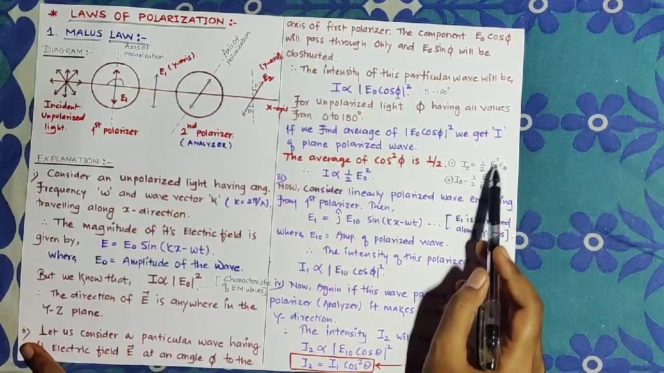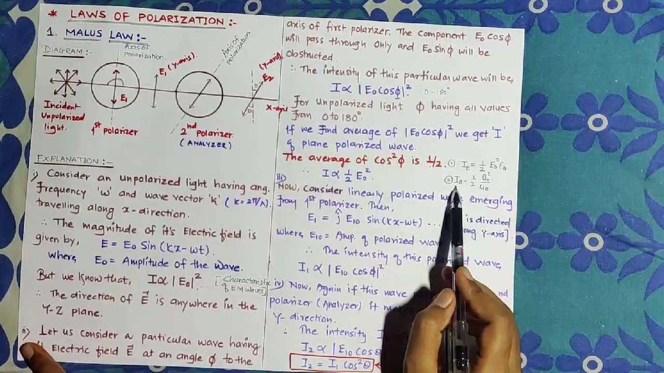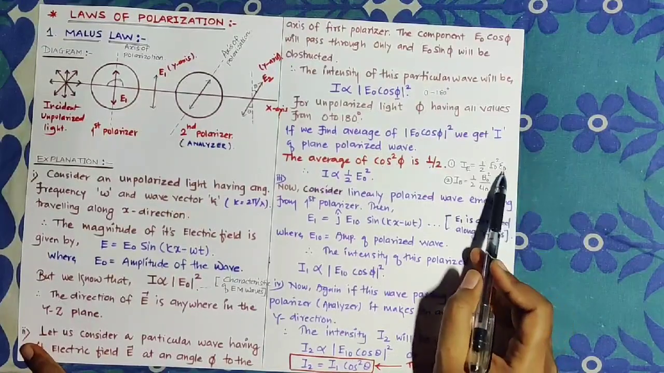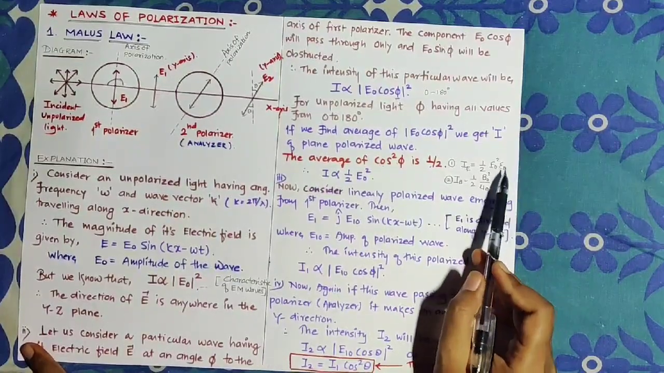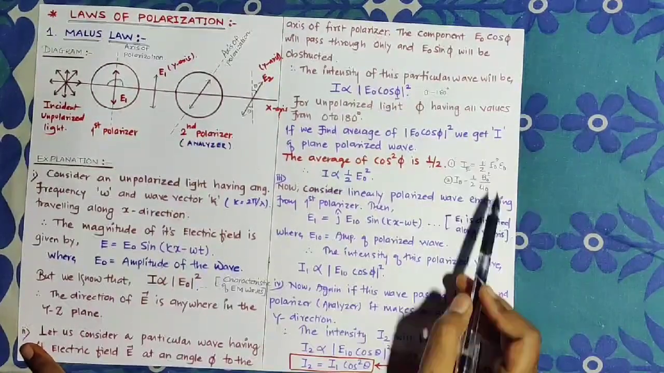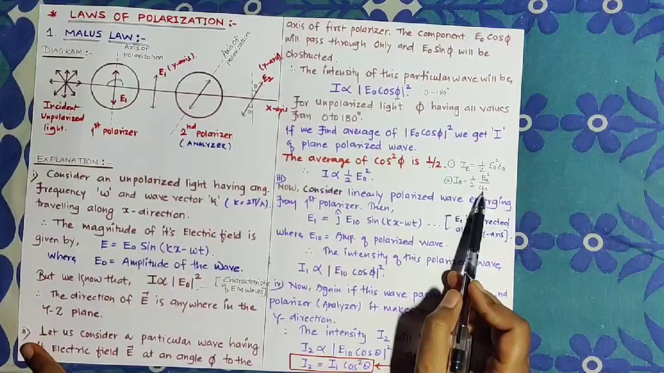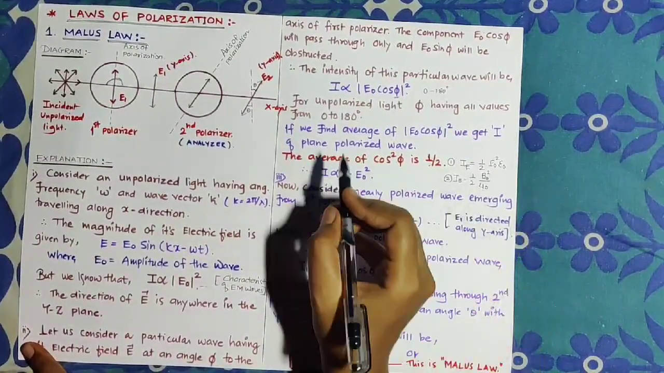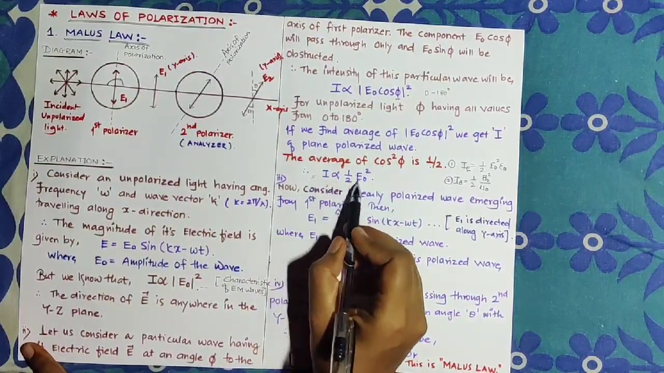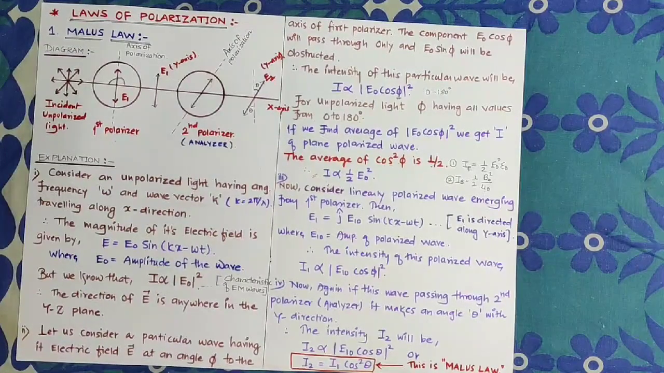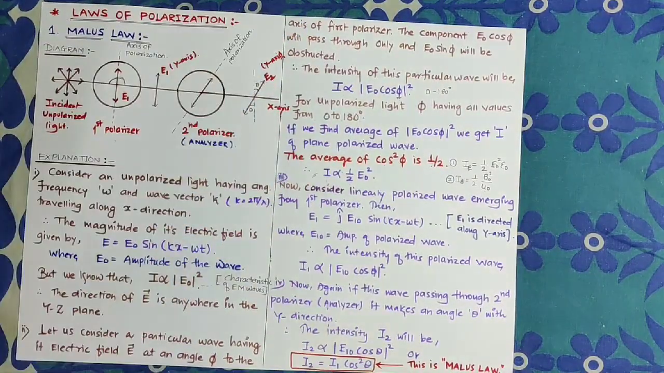E0 is the amplitude of the electric field, B0 is the amplitude of the magnetic field. Epsilon 0 is the permittivity of the given medium with respect to the electric field, and mu 0 represents the permeability of the medium with respect to the magnetic field. So in this case I is proportional to half E0 square. This is applicable for the first polarizer. So this second point is related to the first polarizer.